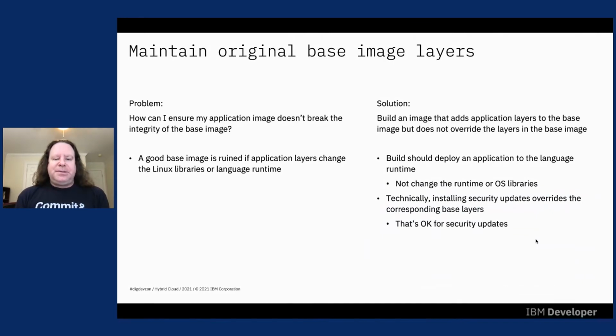Next practice is what not to do. Maintain the original base image layers. What that means is that the base image contains a bunch of layers, which contain Linux libraries and usually a language runtime. Do not override those layers in your own layers. You can add layers to contain your own application and things like that, and that's fine. But don't add layers that override stuff in the base image because then you're defeating the purpose of the base image. So it's a good practice not to do this, and it's also required for Red Hat certification.